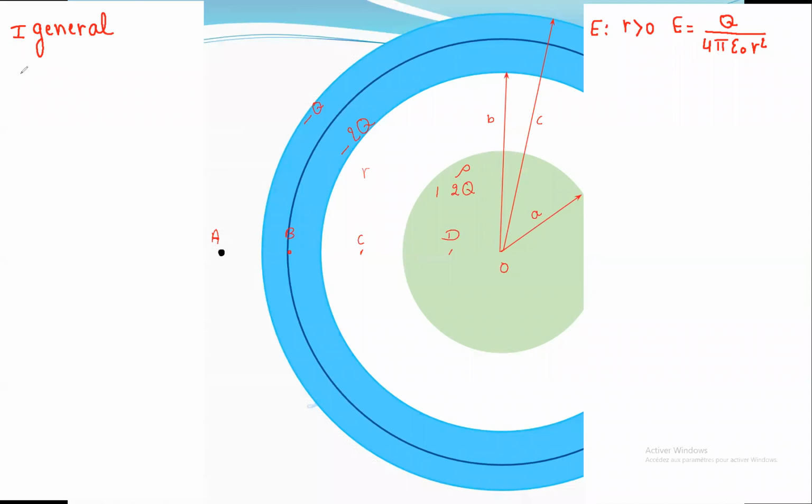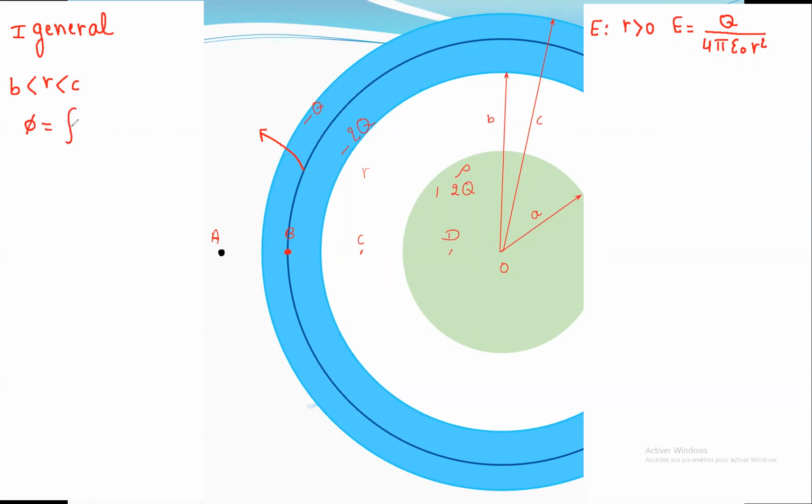The second case, if R is between C and B, let's say at the point B. Okay, also we use Gaussian surface, this one, and in general, inside a conducting material, we don't have a field.